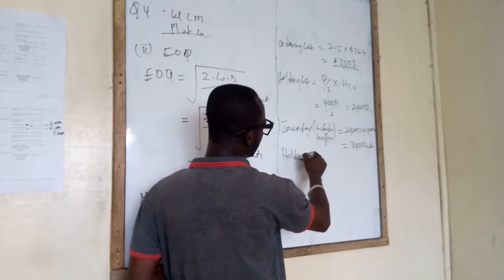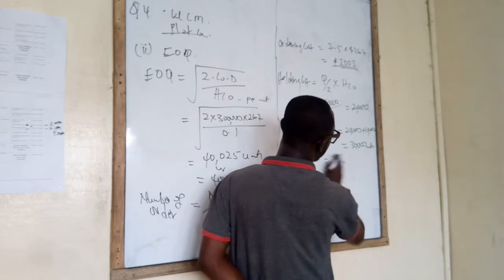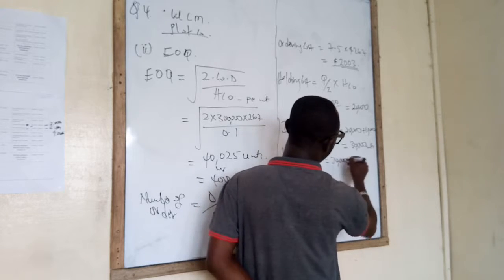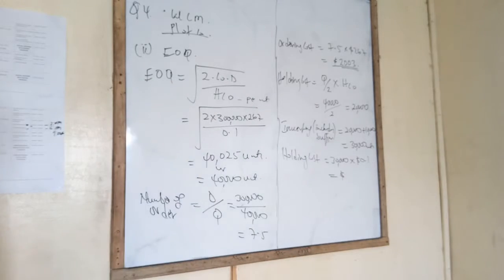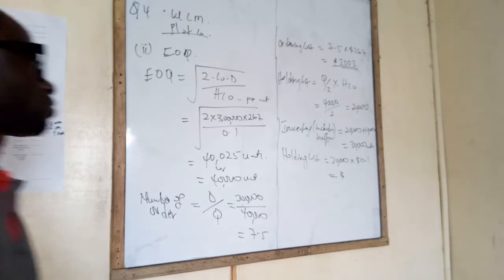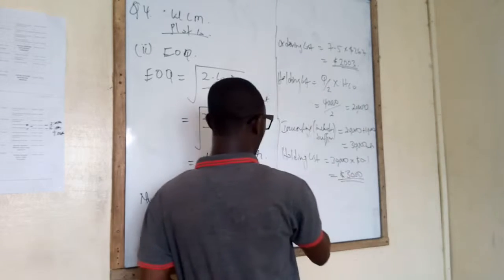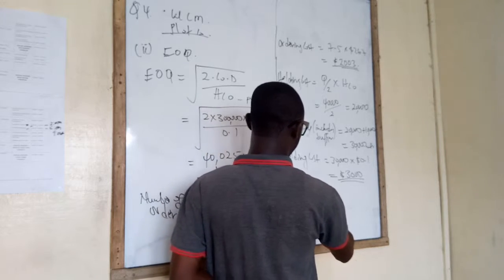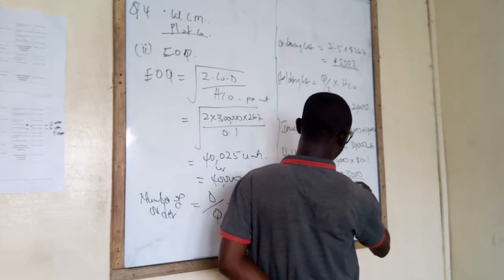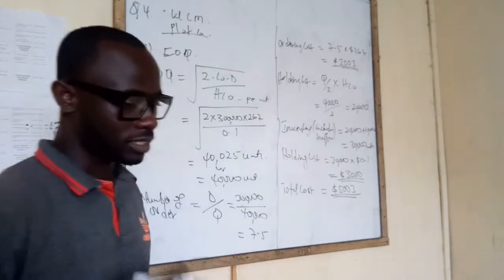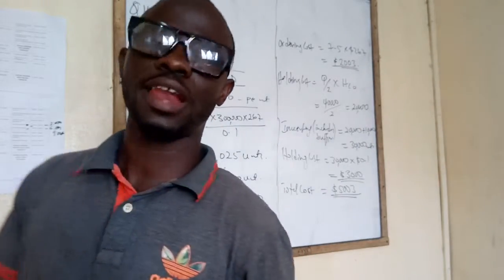Our holding cost will be equal to 30,000 units times the holding cost per unit, 0.1, 10 cents. So what do we have? 3,000. So what will be the total cost then? 3,000 plus 2,003, 5,003. So that is part II, calculating the total cost under EOQ.